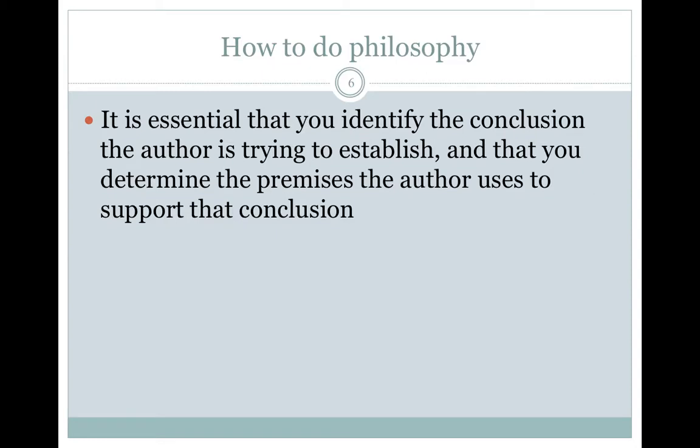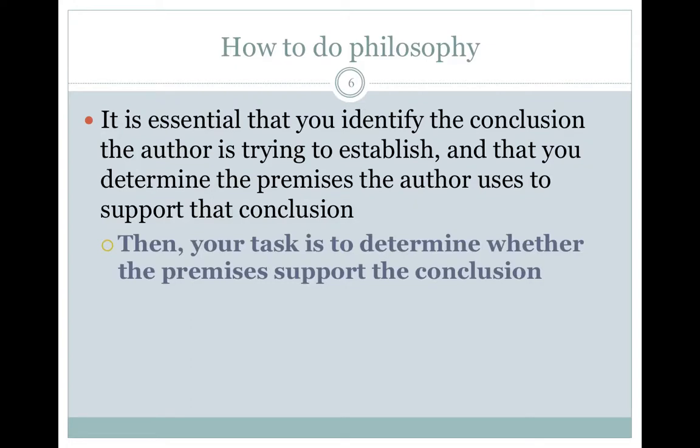The first thing that you're going to want to do is to identify the conclusion the author is trying to establish. Figure out what it is they're trying to prove or trying to convince you of. But then you've got to determine the premises, the supporting evidence that the author uses to support that conclusion. Once you've done that, you've got to figure out whether there's the appropriate kind of connection between the supporting evidence and the conclusion. In other words, do these premises provide good reason to believe the conclusion?